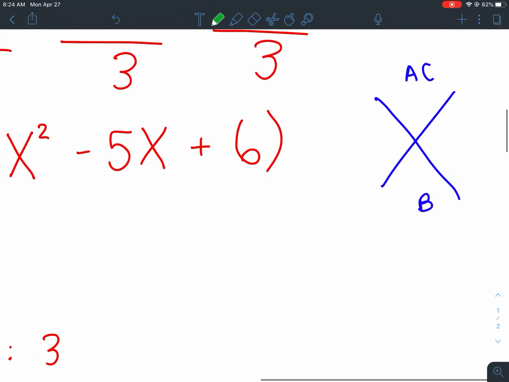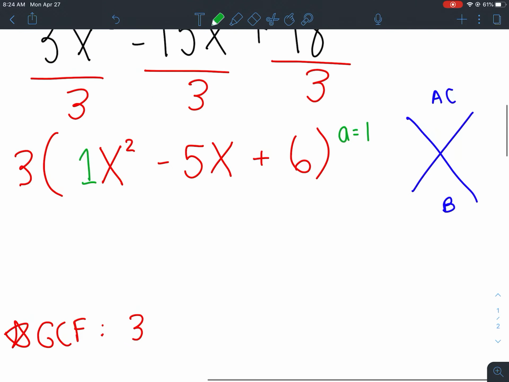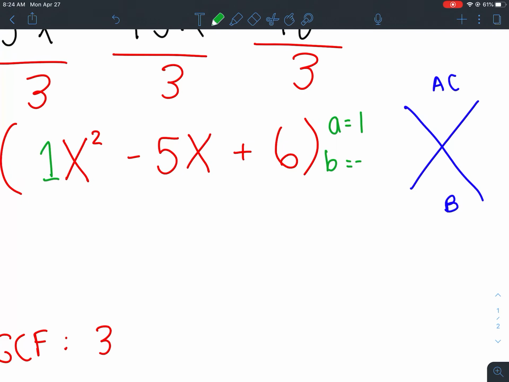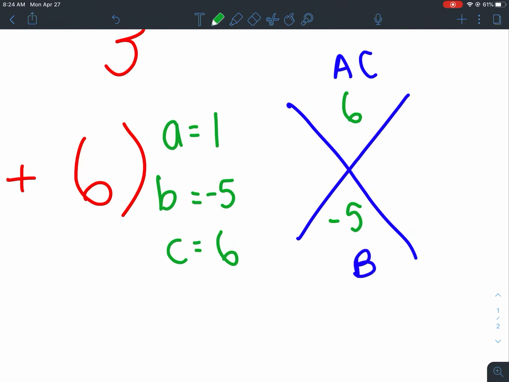Okay, so AC goes on top. Well, first we need to identify A, B, and C. A is 1, right? 1 is technically our A here. Remember that 3 is not the A, that's the GCF, so we're leaving it alone. B is negative 5, and C is positive 6. A times C, which is going to be 1 times 6, is going to be 6. And then our B is negative 5. So I need 2 numbers that make the product of 6, but add up to the sum of negative 5.